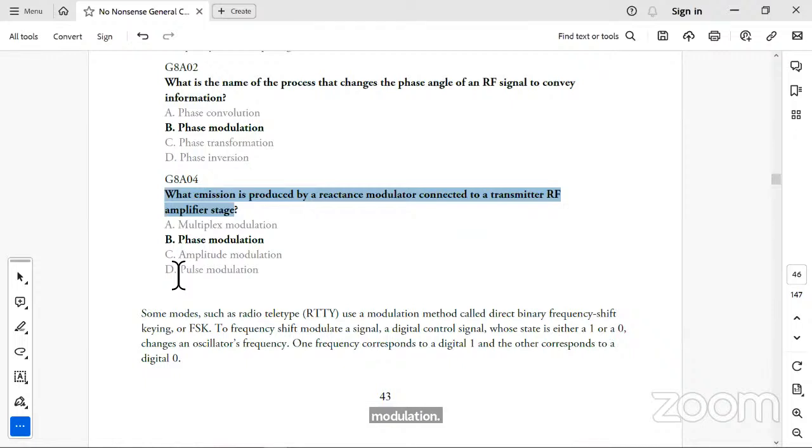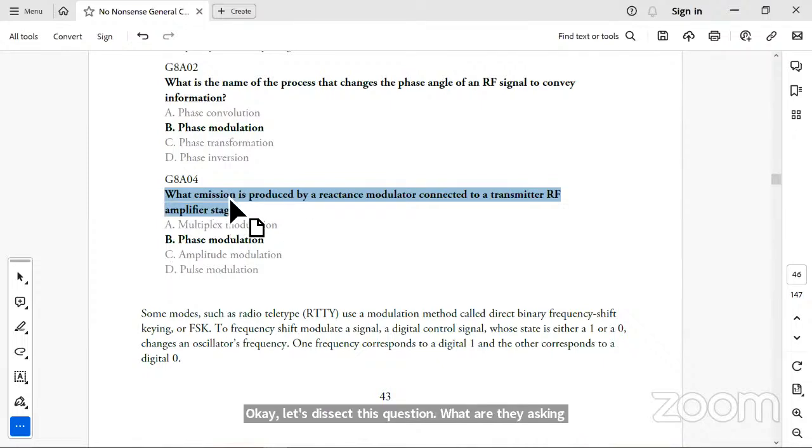What emission is produced by a reactance modulator connected to a transmitter RF amplifier stage? Okay, let's dissect this question. What are they asking us? They're asking us what emission. So remember, in radio, emission is a transmission. It's a signal. It's a wave that is leaving a transceiver or transmitter going down the line of a coaxial cable or your transmission line or your feed line, as we will call it, going to the antenna and going into space, right? Going into the air. So that's the emission that they're talking about.